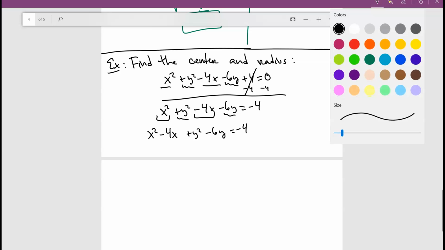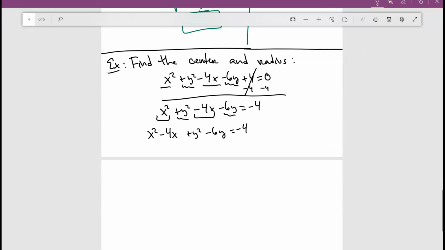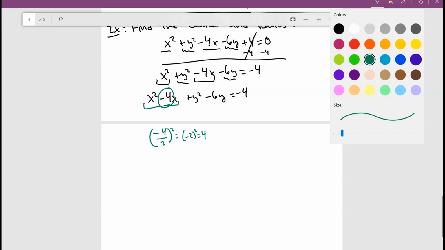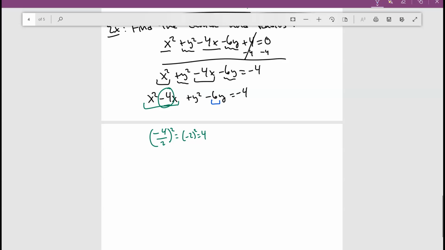And now I'm going to complete the square. Let's start off first with my x's, and then we'll do my y's. In order to complete the square, remember, I take this number, this -4, divide it by 2 and then square it. That's going to give me (-2)^2, which gives me 4. And for the other one, which I'm going to write in this blue, I take this negative 6, divide by 2, square it. This gives me (-3)^2, which gives me 9.